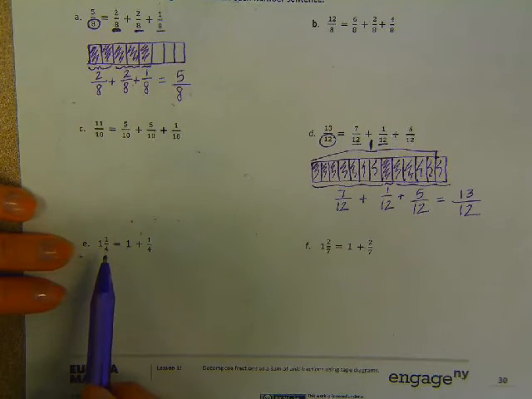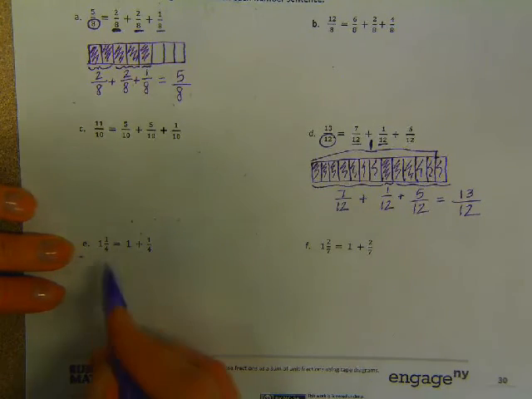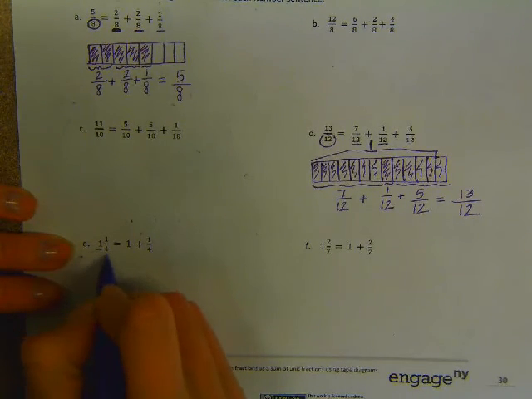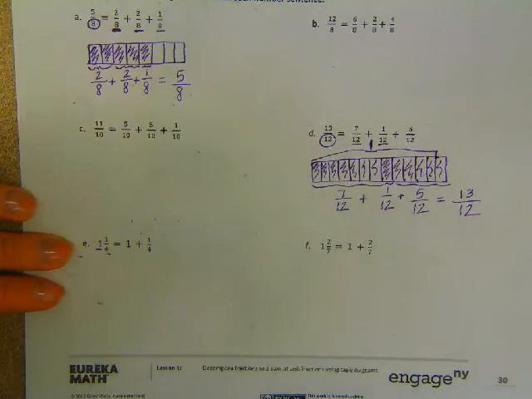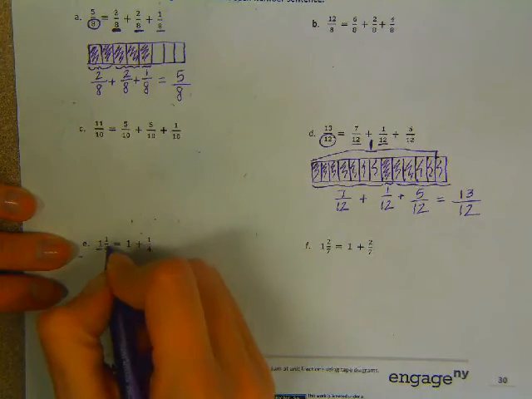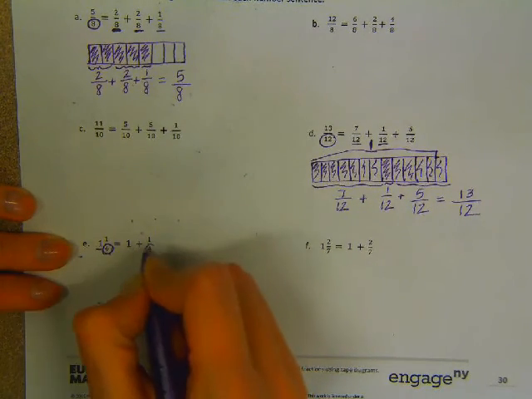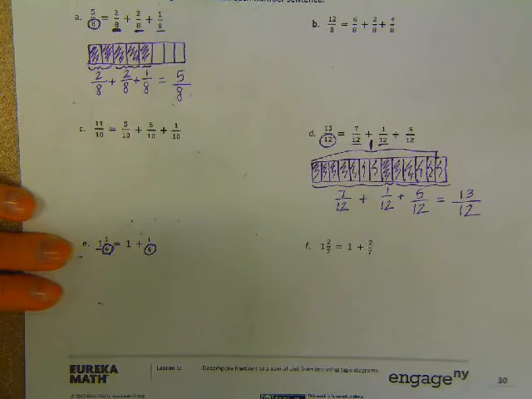And the last problem that I'm going to model for you is letter E, when we have a mixed number or a mixed fraction. So this is called a mixed fraction because we have a whole number and a fraction. Now I know that my unit is fourths because my denominator is 4. Your denominator always tells you what your units are.